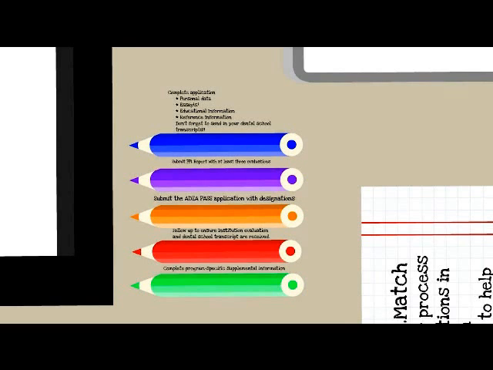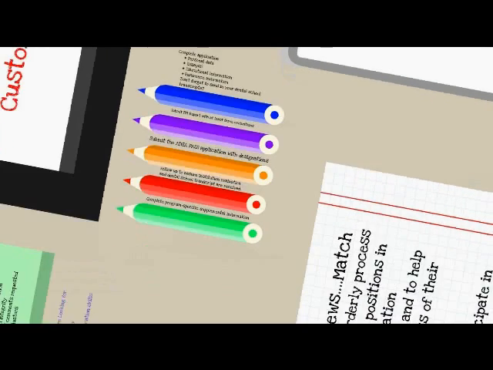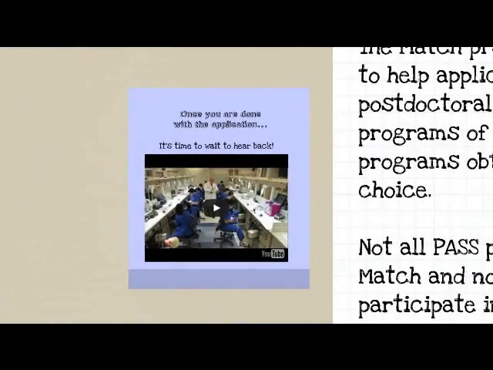Last, follow up with programs to complete the program-specific requirements needed to apply. Program-specific requirements can be found on the ADEA PASS search engine for all participating programs. Once you've submitted and sent in all of your documents, the next step is to wait.